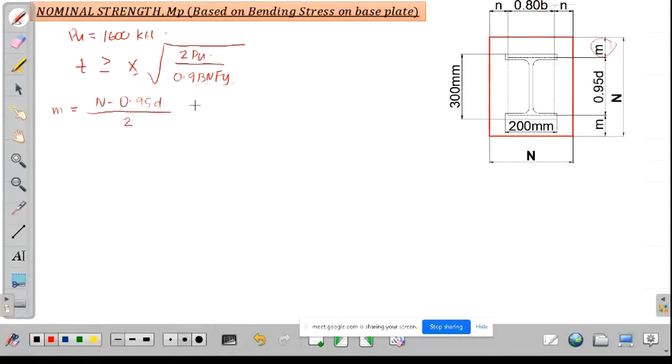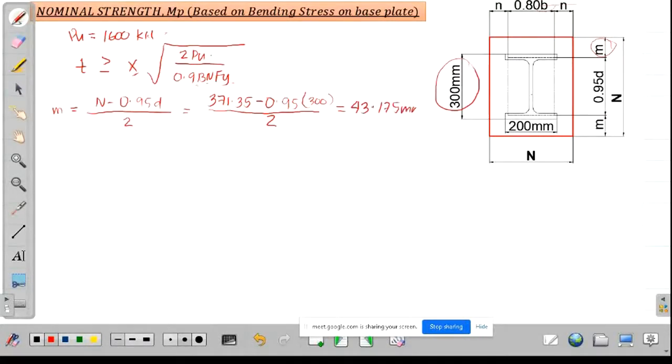Okay? So yung n natin, ilan yung na-compute natin kanina? That is 371.35. Yan yung na-compute natin kanina. Minus 0.95. Ano yung d natin? That is 300. So yung d natin is yung depth ng ating column. So ito yan. Over 2. So ano yung value natin for m? 43.175, ma'am. Okay, that is 43.175 mm.